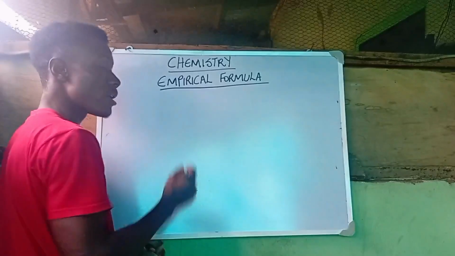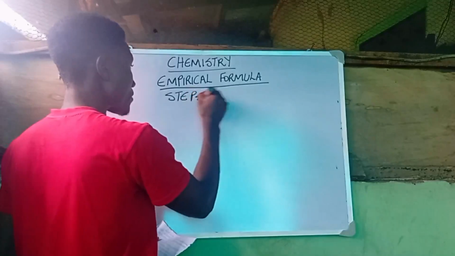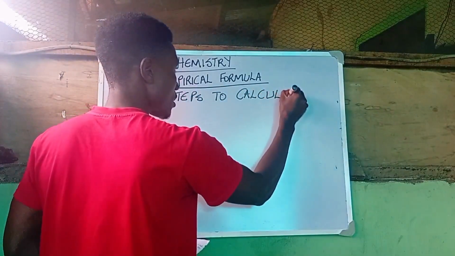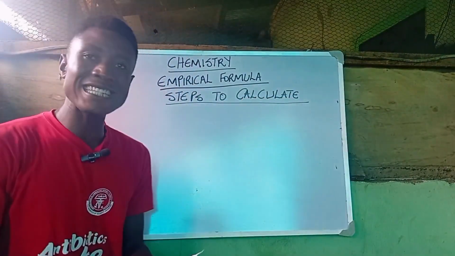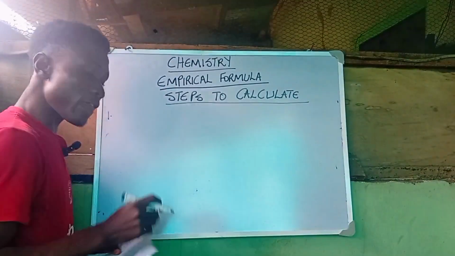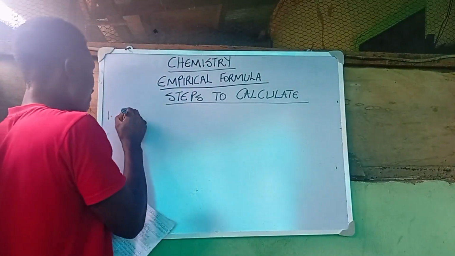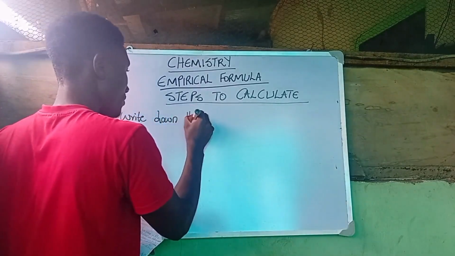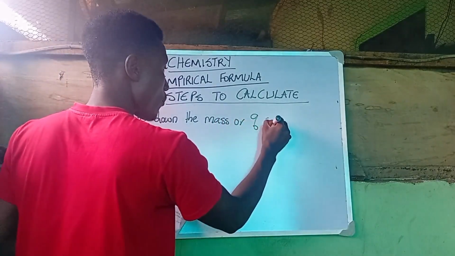So we say steps to calculate empirical formula. The first step is that you write down the mass or the percentage composition of each of the elements that is involved in that compound.